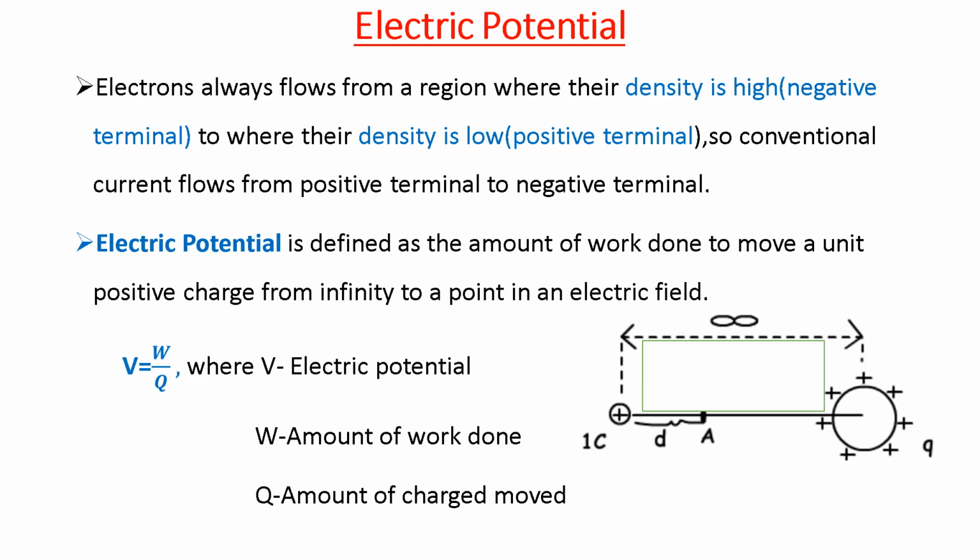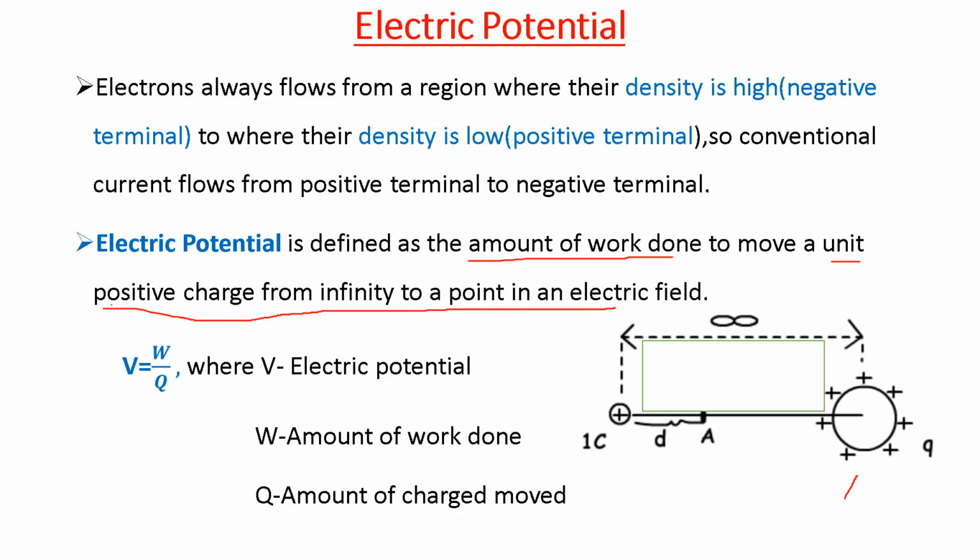Now let us define electric potential. It is defined as the amount of work done to move a unit positive charge from infinity to a point in an electric field. Here we can see in a figure.